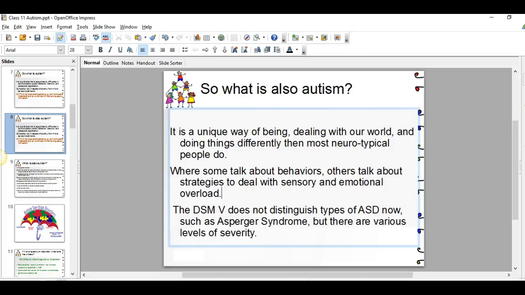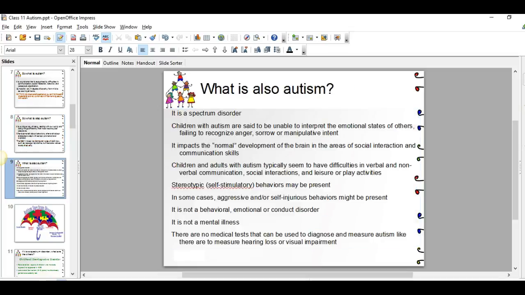The newest Diagnostic and Statistical Manual, the DSM-5, does not distinguish types of autism spectrum disorders, such as Asperger's syndrome, but there are various levels of severity. So now we talk about autism or ASD, autism spectrum disorders, that involves many different types and levels of people with autism. What is also autism? It is a spectrum disorder. As I said, there are different levels defined now.